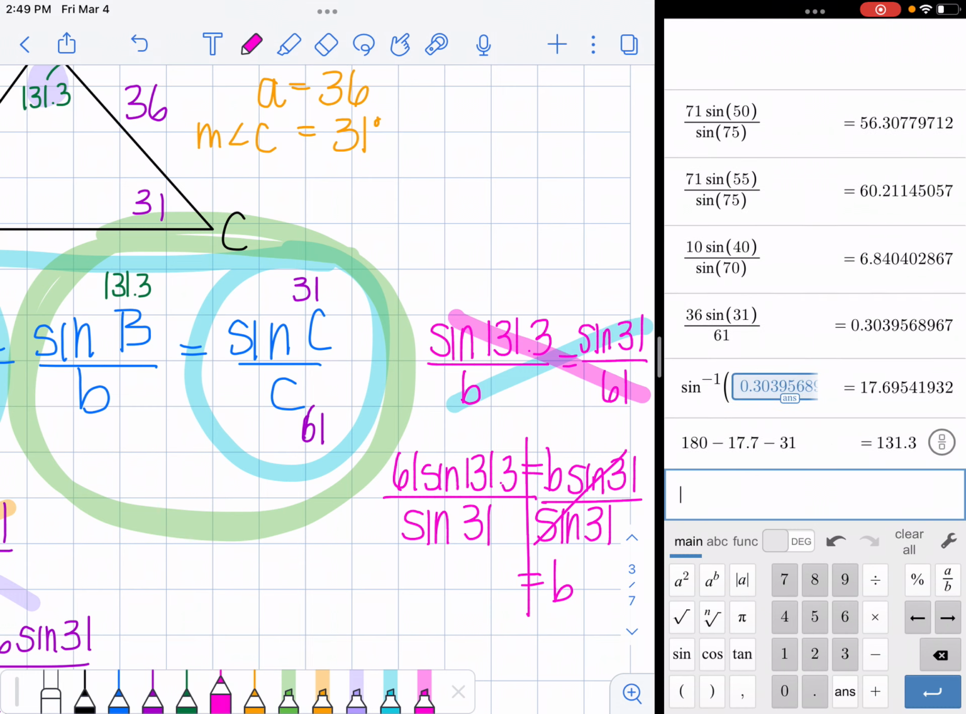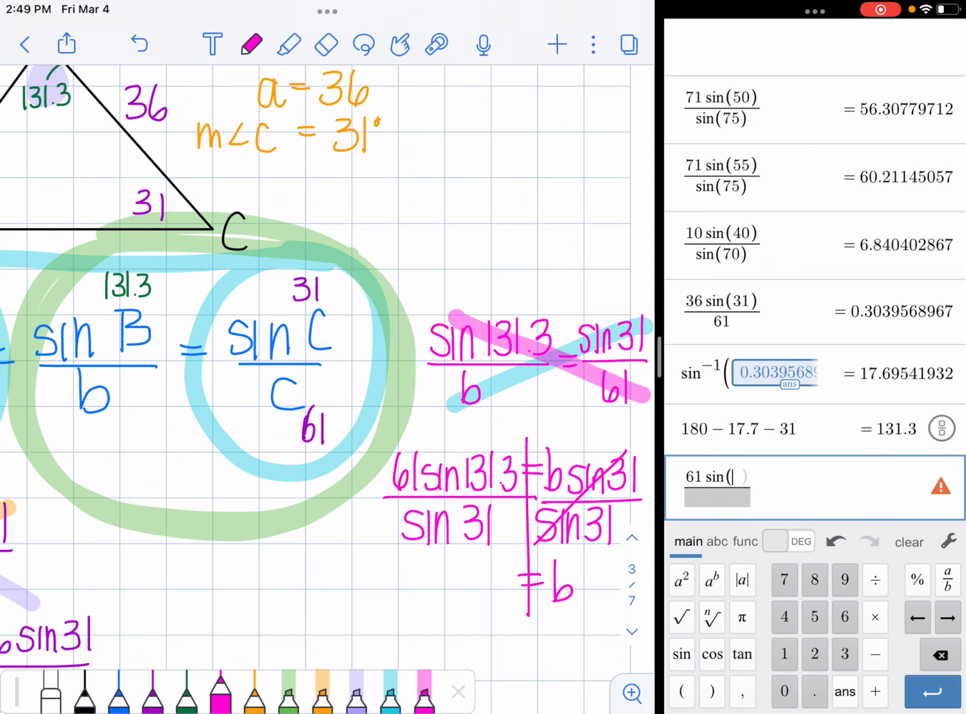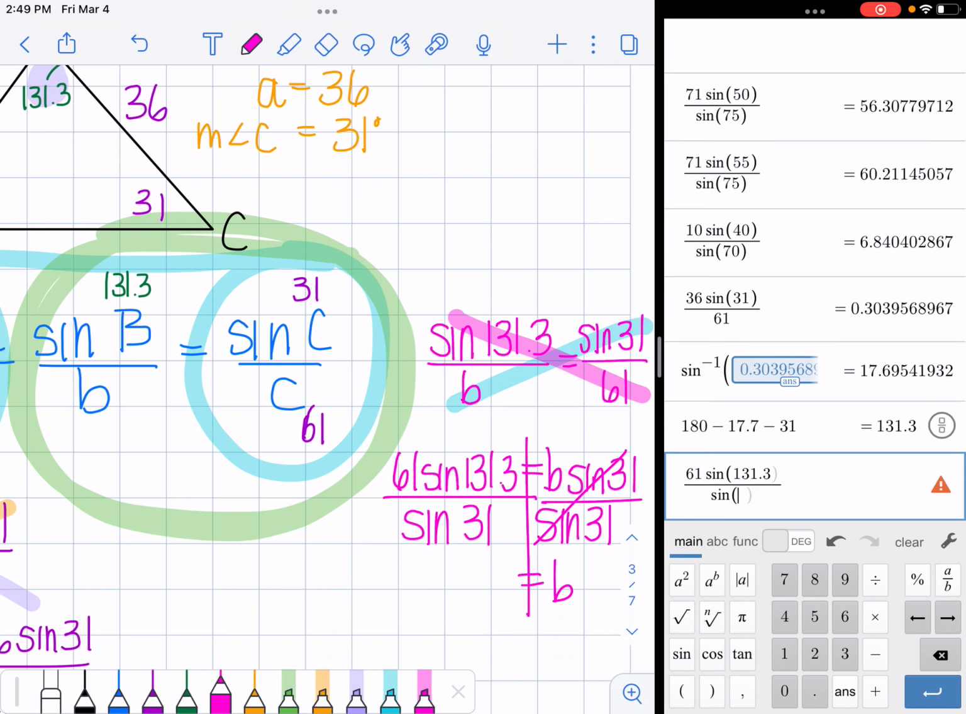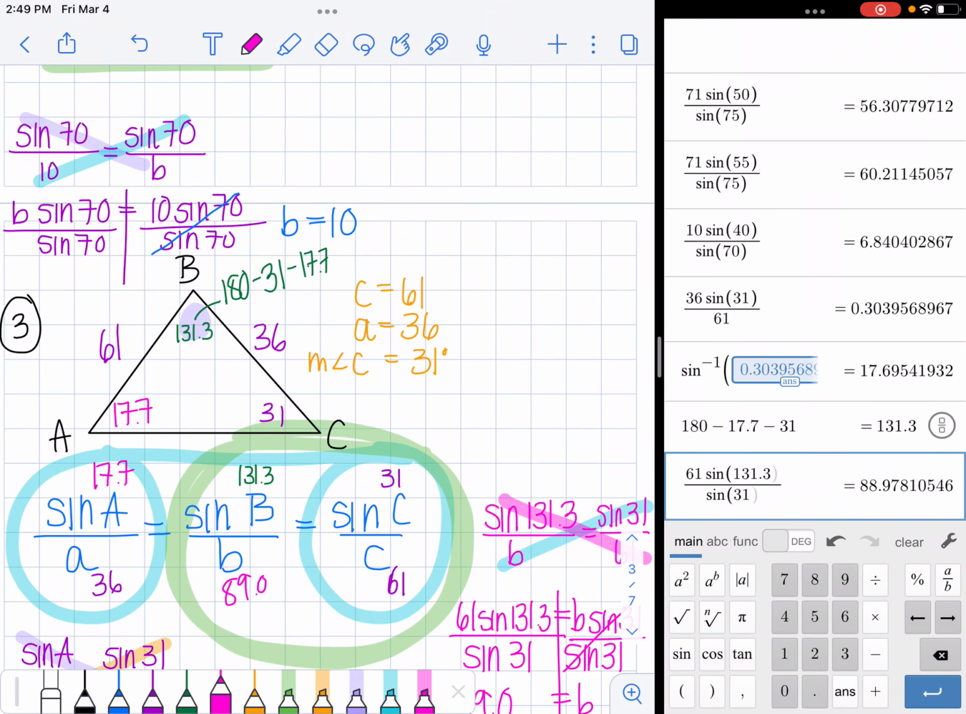Now I type this whole thing in my calculator. So I'm going to do my fraction here and type 61 times the sine of 131.3, all divided by the sine of 31. That gives me 88.97, which rounds all the way up to 89. So 89.0 would be rounded to the nearest tenth.